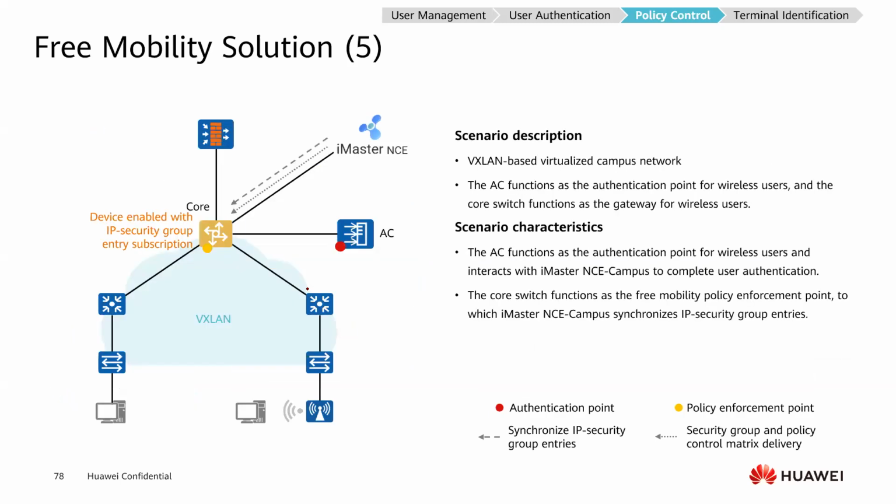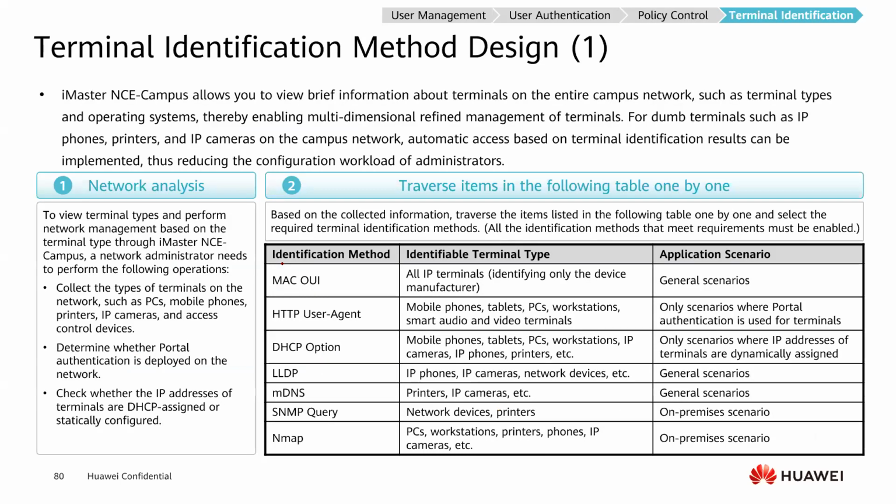And for the standard AC, that means it is the authentication point for the wireless traffic, right? You can also configure this point as the policy enforcement point, and it gets the IP security group matrix entry from the controller. So for the wireless user, it will send back to the core devices to do the traffic control.